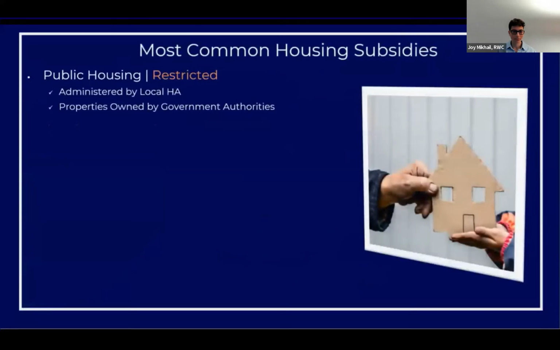So public housing, again, is restricted. Public housing programs are properties that are owned by government authorities and funded through HUD, but they are administered by a local public housing authority and available for low-income families and individuals whose household income is less than 80% of the area's median income, which stands for AMI.